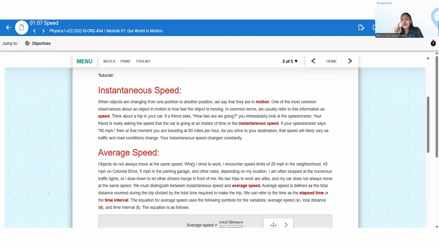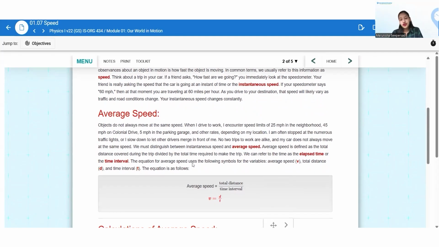Was I traveling 50 kilometers per hour the whole way? No, obviously not, because sometimes I stop, sometimes I go faster. So instantaneous speed is your speed at that exact point that someone asks you about it. Average speed is after the entire trip is done.